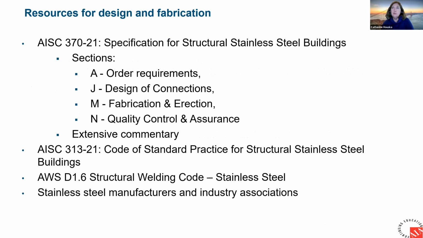AISC 370 does provide in-depth requirements for everything from ordering to design, fabrication, and quality control. 313 is the Code of Standard Practice, which covers erection and fabrication. AWS D1.6, of course, is the structural welding code for stainless steel. And I'm going to note that it is important not just to call it out, but to look at those relevant sections, because they're often things that you have to specify within D1.6.